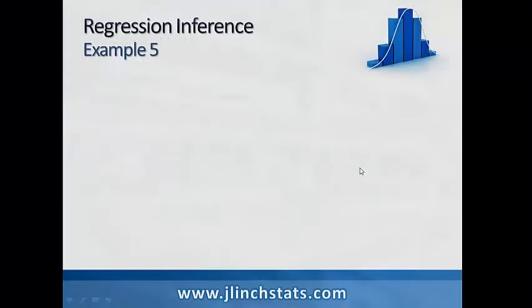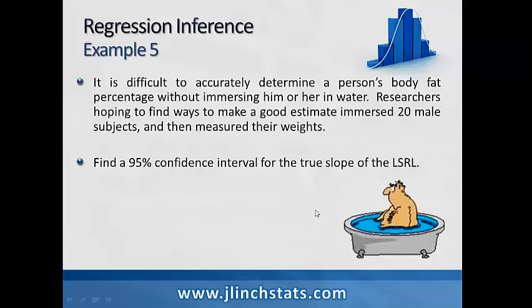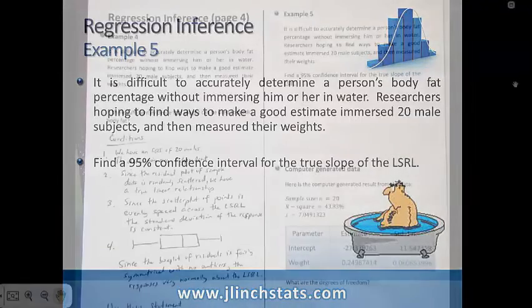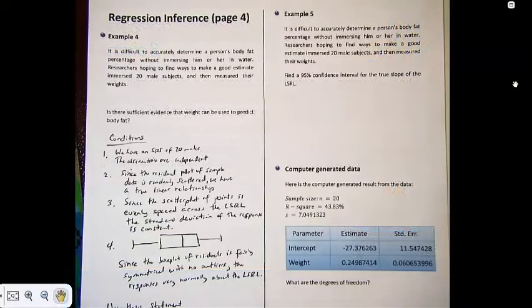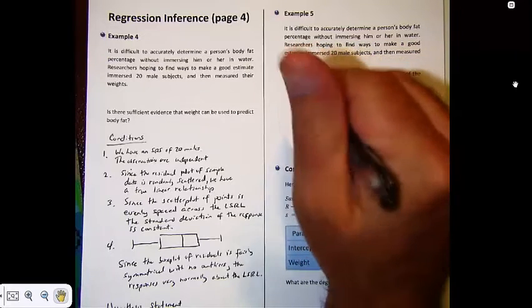Now let's take a look at example 5. Once again, we're going to use the same example with the bivariate data of weight versus body fat percent. And we want to this time find a 95% confidence interval for the true slope of the least squares regression line. Now once again, the conditions for inference remain the same. We've done the conditions for the hypothesis test, so I'm going to go ahead and bypass the conditions here and get to the calculations.